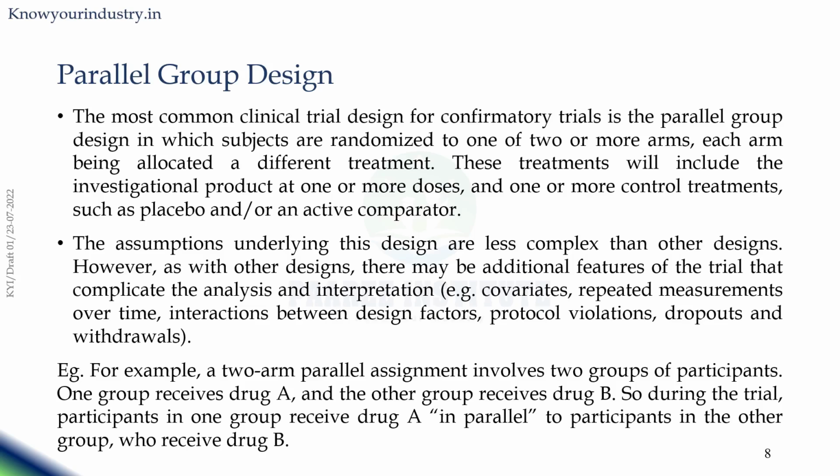There is an example. A two-arm parallel assignment involves two groups of participants. One group receives drug A, another group receives drug B. So during the trial, participants in one group receive drug A in parallel to the participants in the other group who receive drug B.